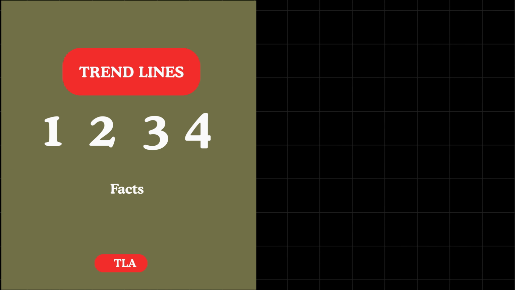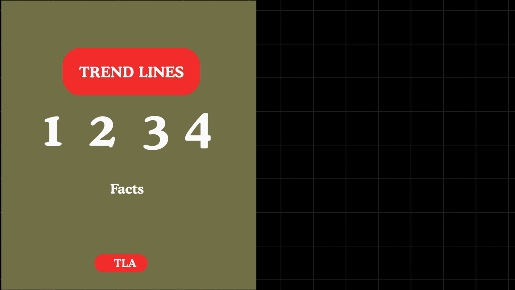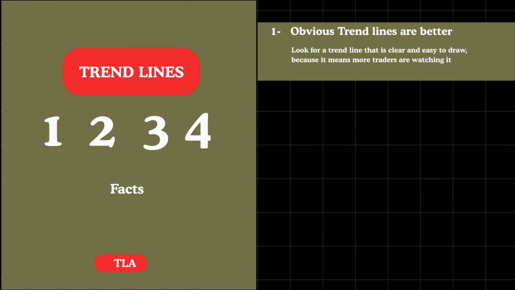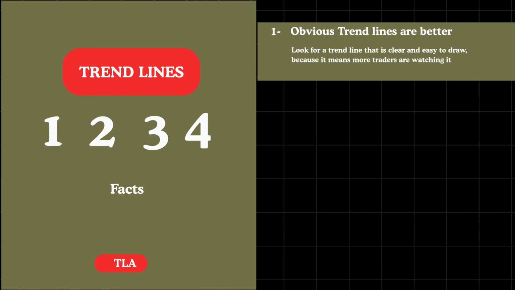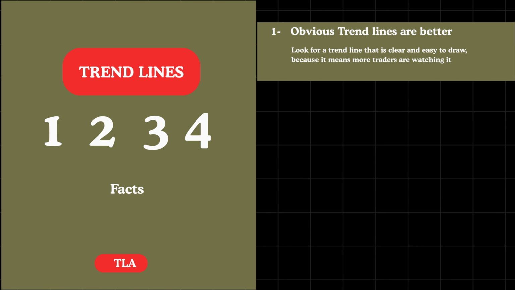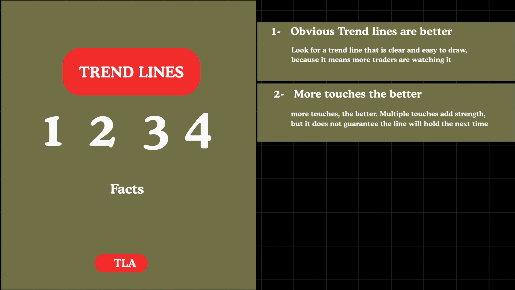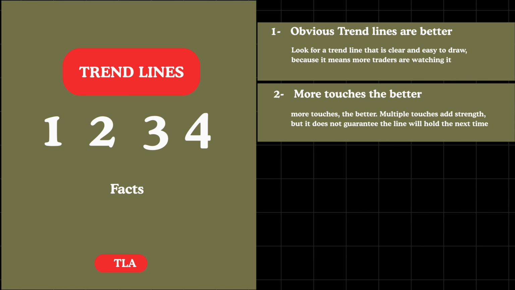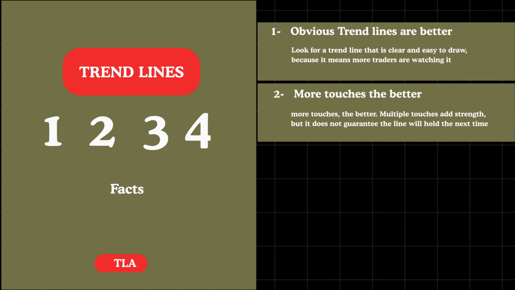First, let's begin with the concepts we follow when drawing trend lines. First, obvious trend lines are better. Look for a trend line that is clear and easy to draw, because it means more traders are watching it. Second, more touches, the better. Multiple touches add strength, but it does not guarantee the line will hold the next time.